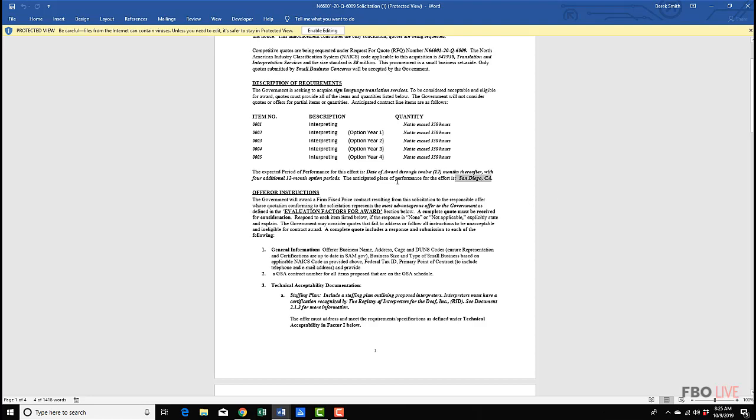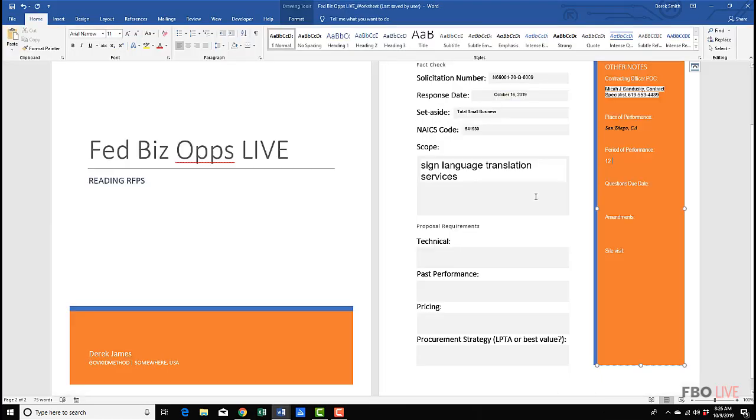Did they use the acronym? Yeah, no, they didn't. So it's just 12 months after date of award plus four 12-month options. That's our period of performance.